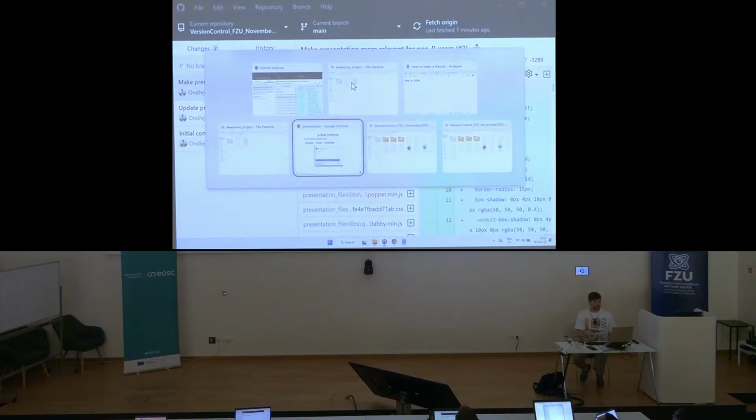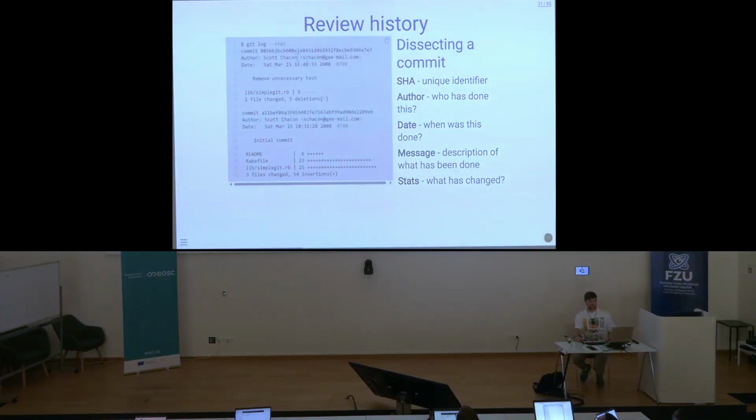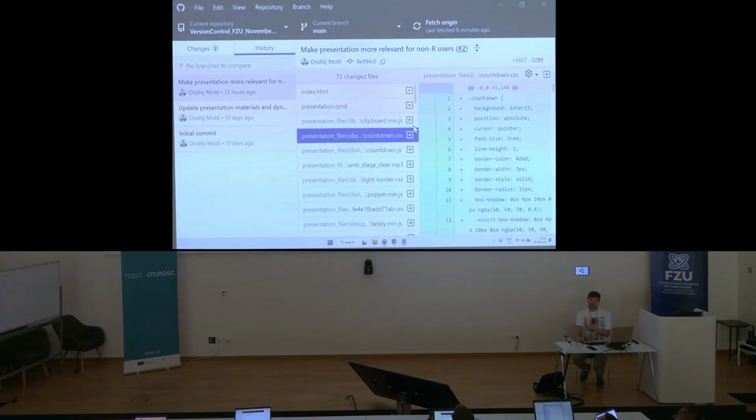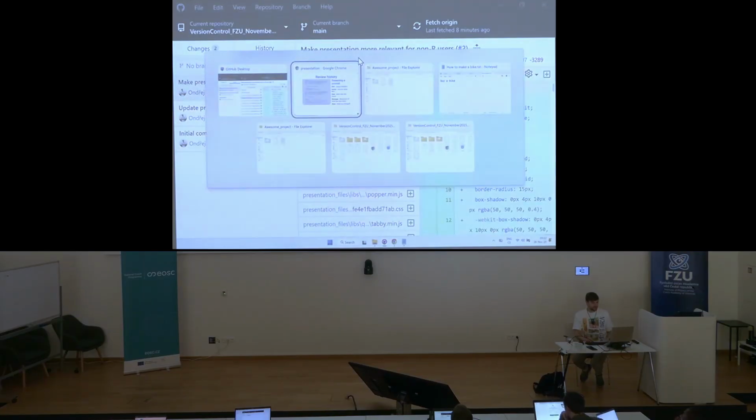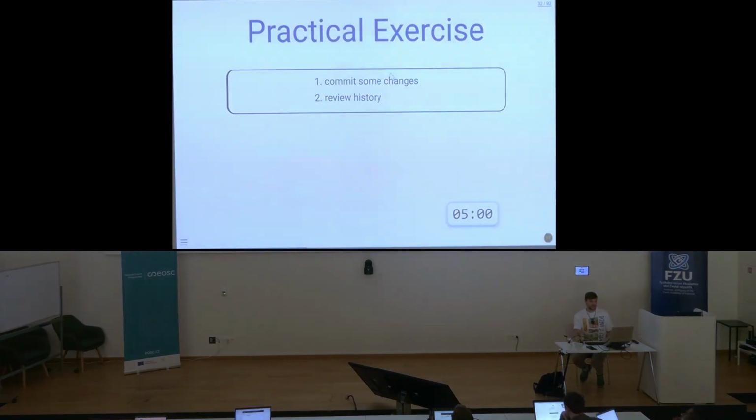If you are using the command line, you can also use git stat log. It's the same thing. It will be unique identification, which is the SHA. Who did this? Author. When was this done? Message and stat, what changes. It's exactly the same thing visualized here in GitHub, right? And it's just, I think, nicer, right? I prefer to work with this. Okay. Now your time. Commit some changes, review history, and again I will walk amongst you to help you.